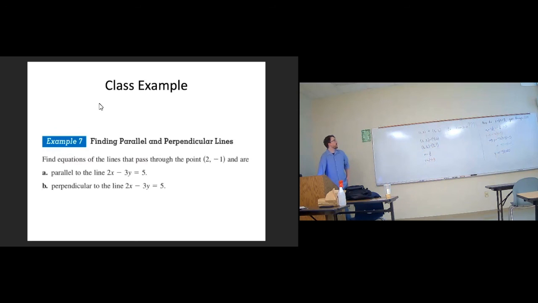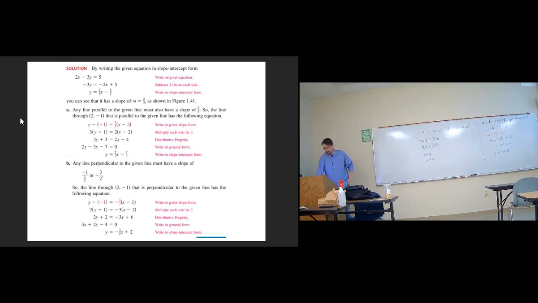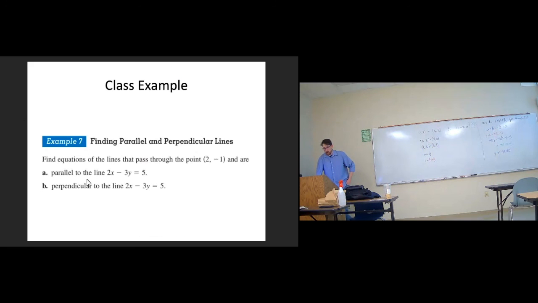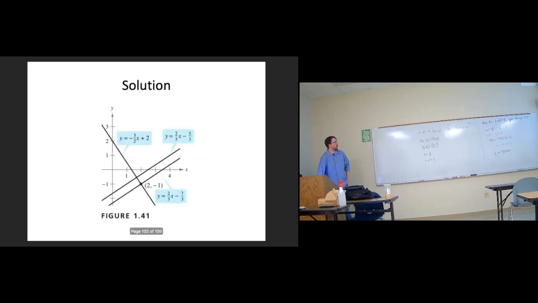Just to show, again, more of the same, they give us the equations of different lines, and then ask us to find parallel lines through a particular point or perpendicular lines through particular points, right? So just to show what it'll end up looking like. Notice our parallel lines have the same slope. Our perpendicular line has the negative reciprocal of those two slopes.